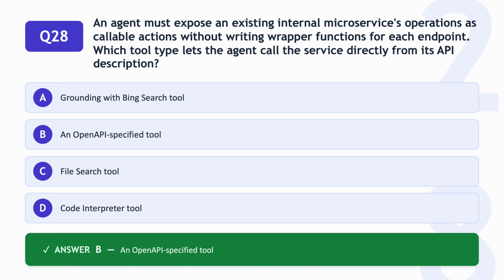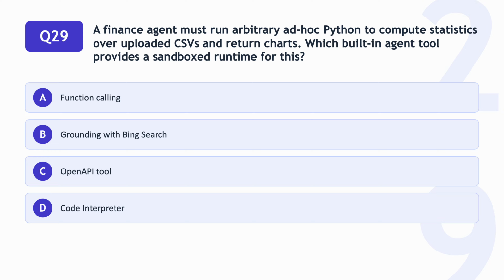Swagger specification. Question. A finance agent must run arbitrary ad hoc Python to compute statistics over uploaded CSVs and return charts. Which built-in agent tool provides a sandbox runtime for this? A. Function calling. B. Grounding with Bing search. C. OpenAPI tool. D. Code interpreter. Pause the video if you don't want the answer yet.